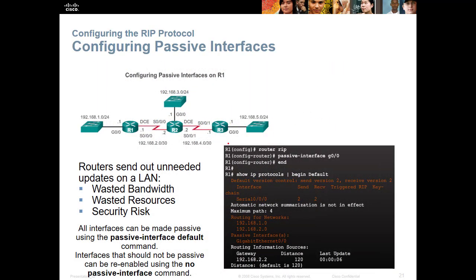Now we mentioned that when we use the network command, it activates a port, so now we have RIP activated on a port sending routing protocol messages, but then the network on that interface is also shared with other routers.